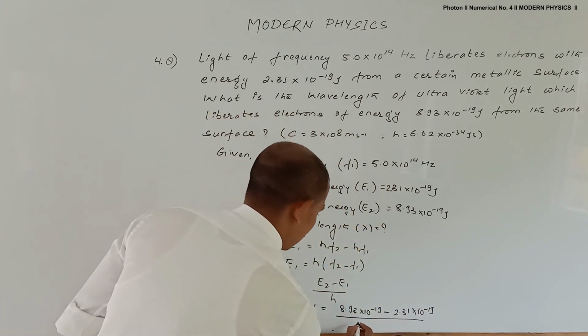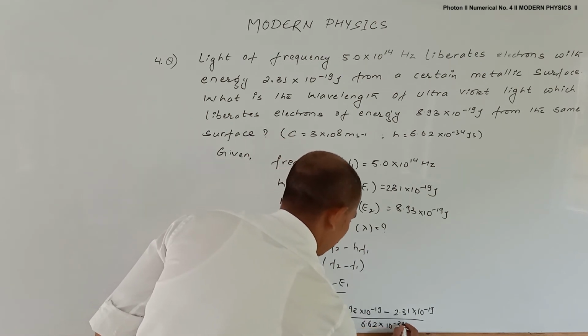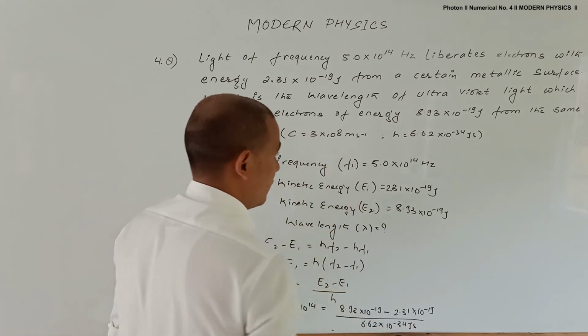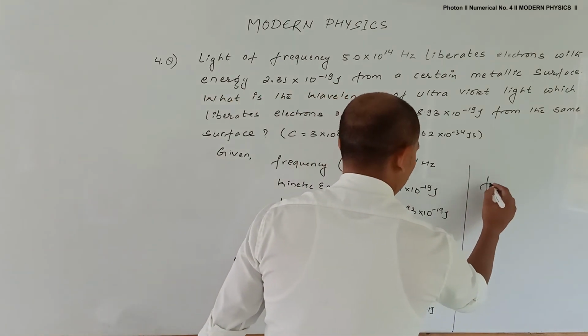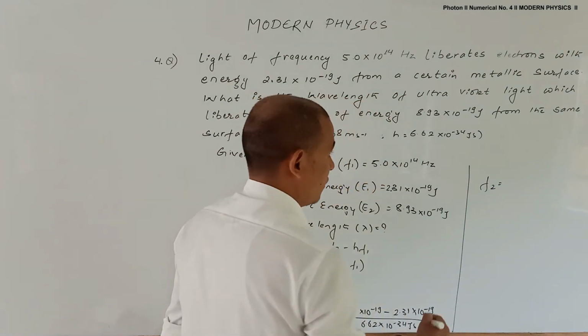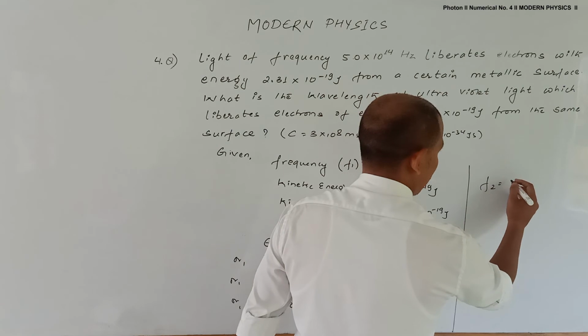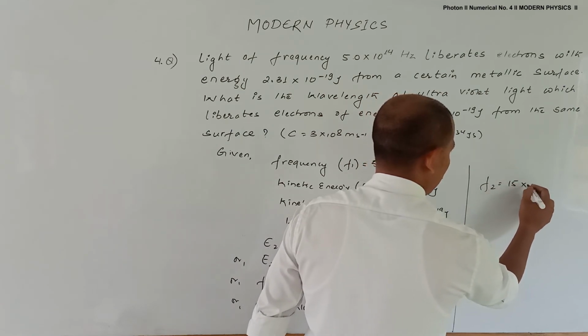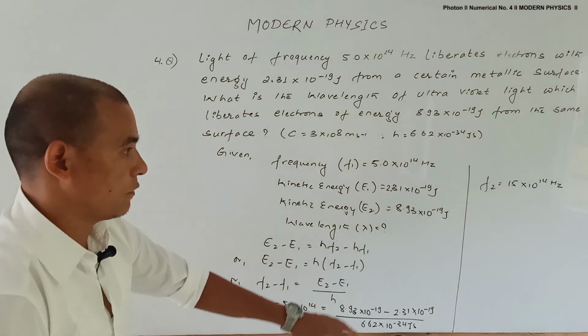So that is Planck's constant, 6.62 into 10 to the power minus 34, so that will be joule second. If we solve this value, we will get f2 equal to 15 into 10 to the power 14 hertz. So this is the frequency.